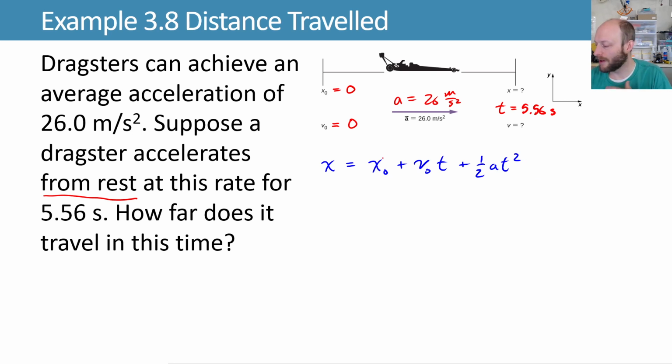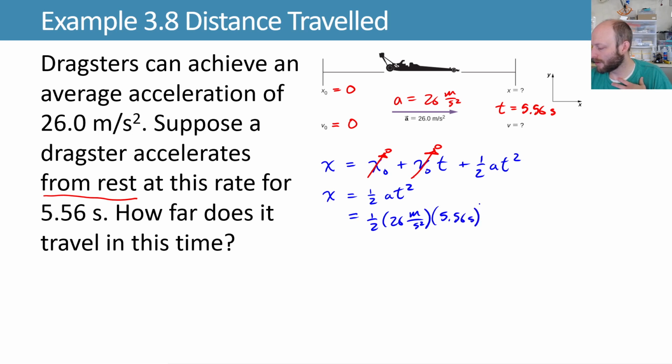Let's do that. Initial position, 0. Initial velocity is 0, so those terms go away. And then 1/2 a t squared, we can plug stuff in for that. So x is equal to 1/2 a t squared. That's 1/2 times 26 meters per second squared, the acceleration, and 5.56 seconds is how long that's happening for. You evaluate that, and we end up with 402 meters as the final position. So how far does it travel? In 5.56 seconds, it travels 402 meters.